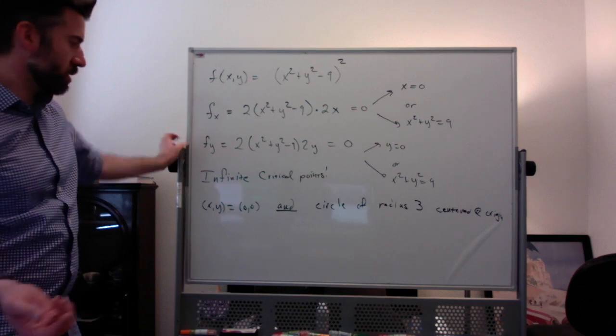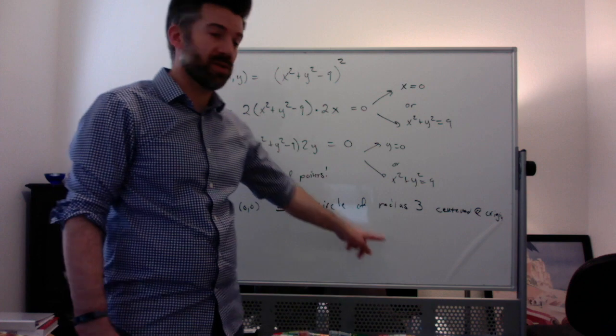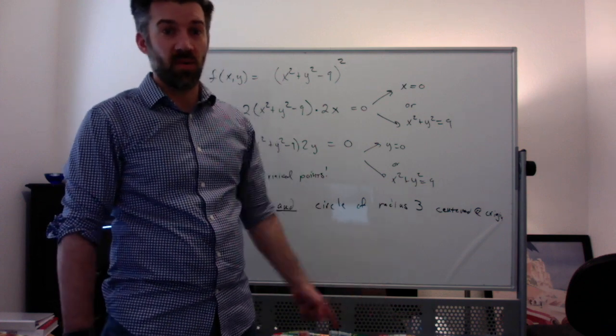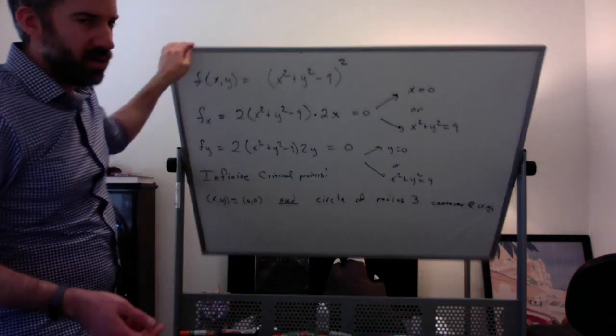We get the point (0, 0), which is going to end up being a max. And we get all the points on the circle of radius 3 centered at the origin, which are all going to end up being minima, which is interesting. The second partials are a little bit messy.